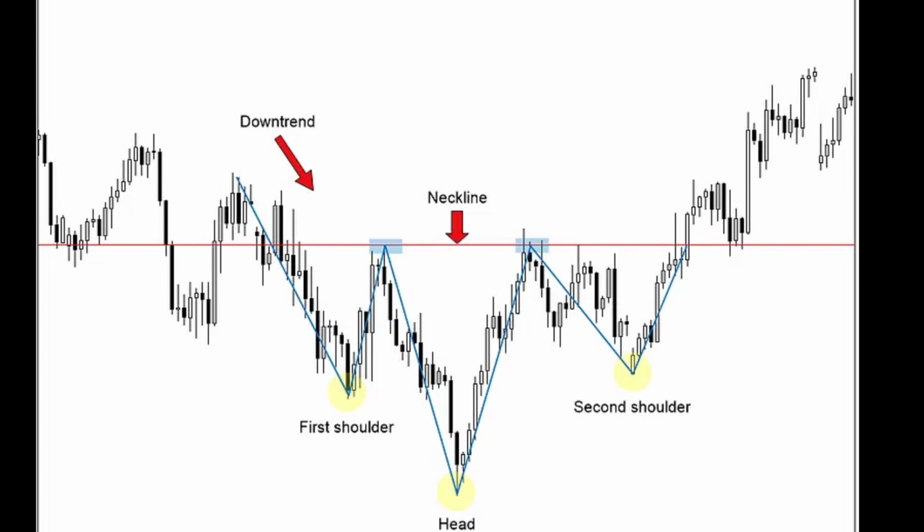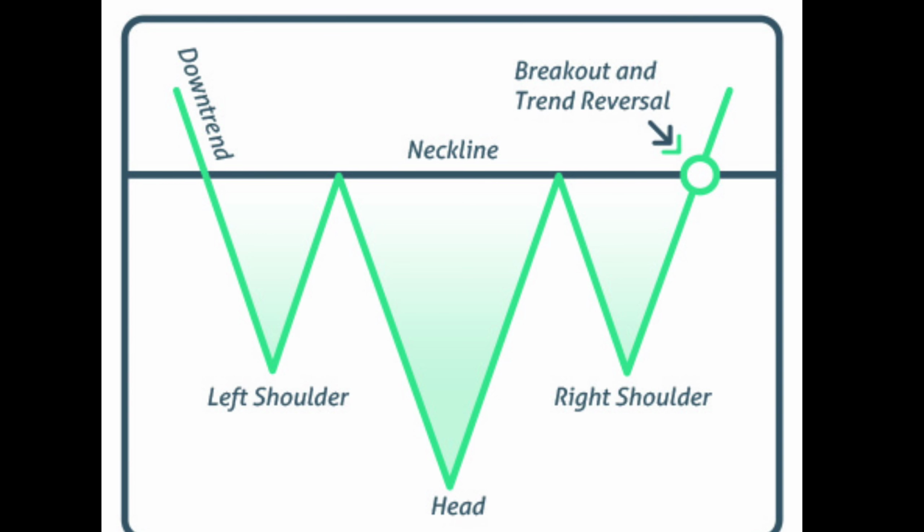Determining the target for an inverse head and shoulders pattern involves measuring the pattern's height and projecting it upward from the breakout level, the neckline. Here's a step-by-step process to calculate a potential target. Identify the neckline. The neckline is a horizontal line that connects the highs of the left shoulder and the right shoulder. Measure the pattern's height. Calculate the vertical distance from the lowest point of the head, the bottom of the V, to the neckline. Project the height upward. Once the price breaks above the neckline, add the pattern's height to the breakout level. This gives you a potential target for the upward move.